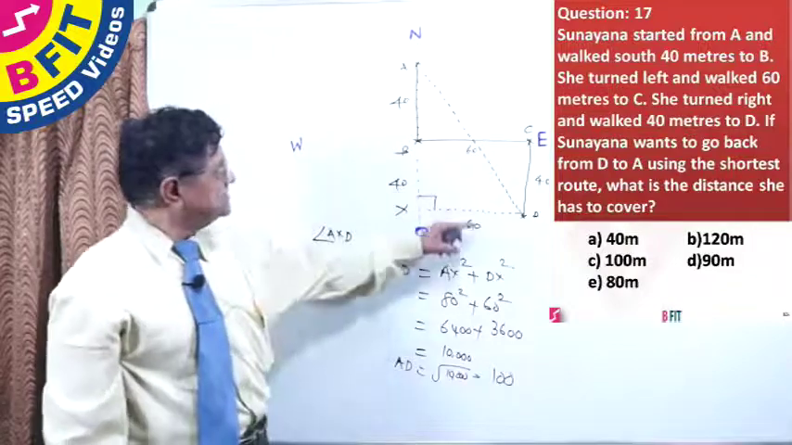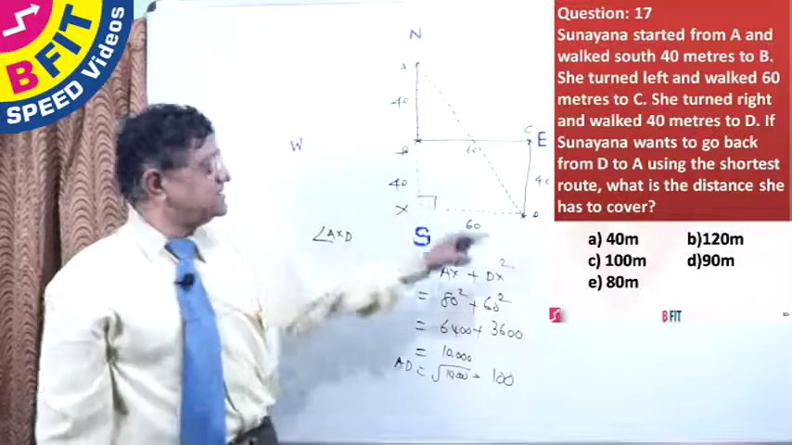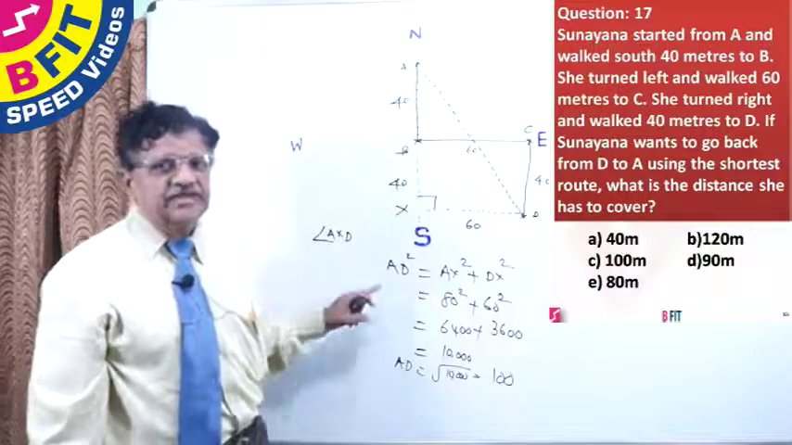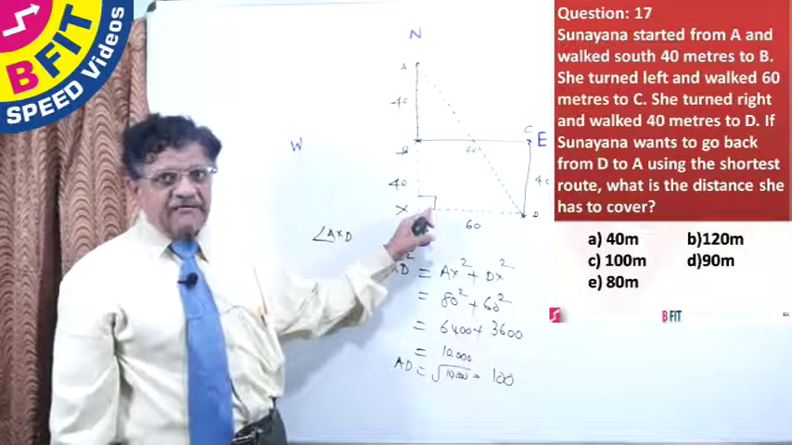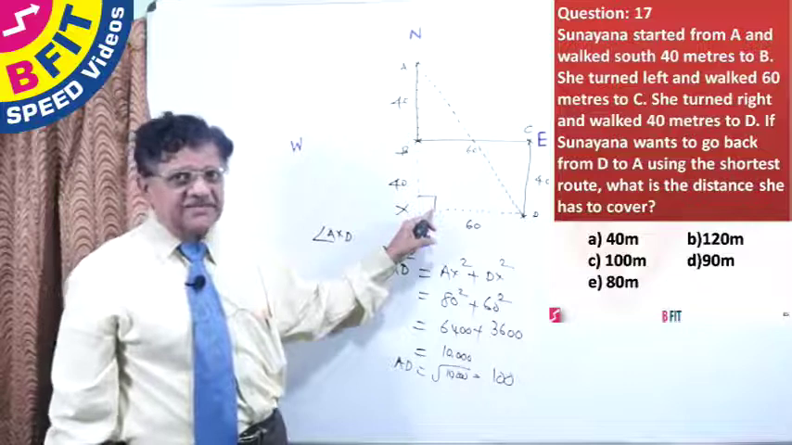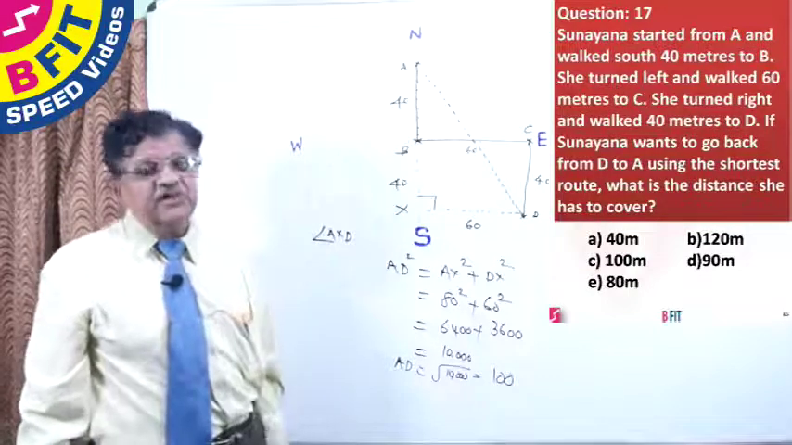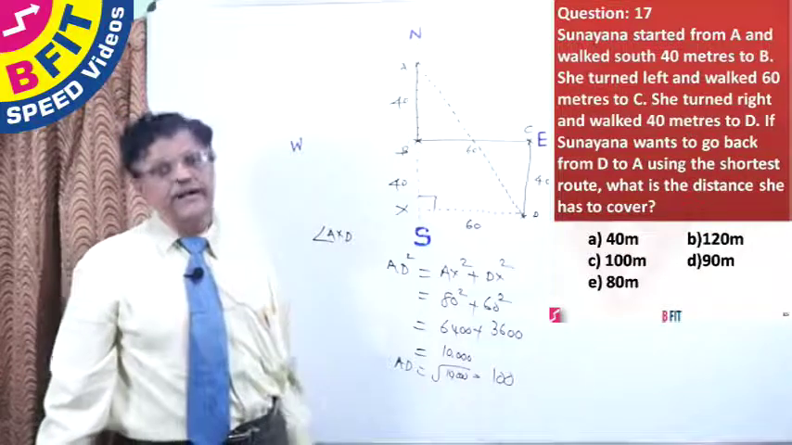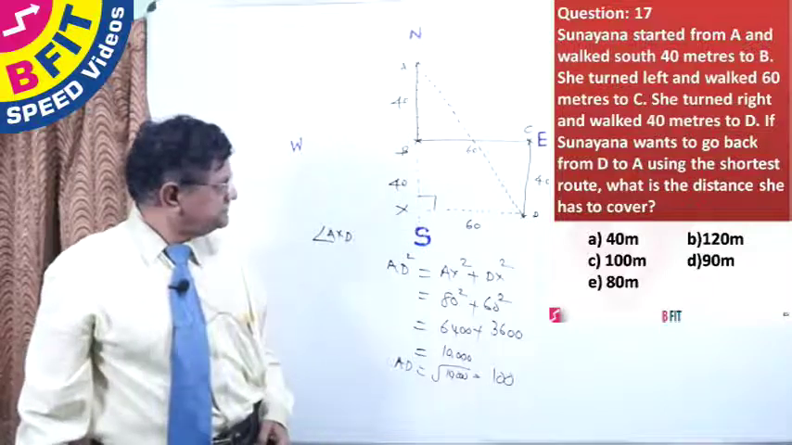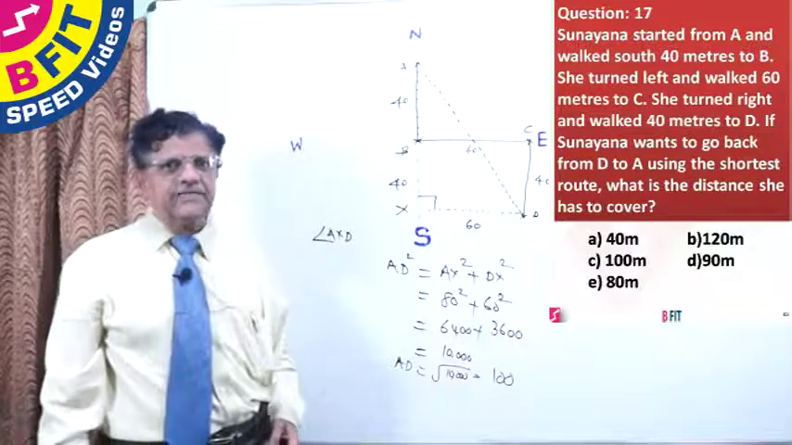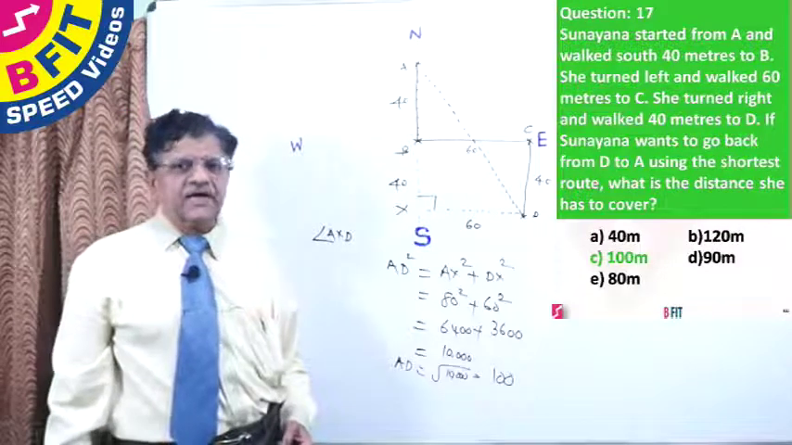Now the shortest distance AD, which is the hypotenuse of triangle AXD: by extending this line to here, we have drawn a new triangle called AXD, and using Pythagoras theorem we have found the distance AD, which is the shortest distance from D to A, which is 100 meters. So the answer is option C, 100 meters. Let us check the answer slide. Yes, the answer is 100 meters.